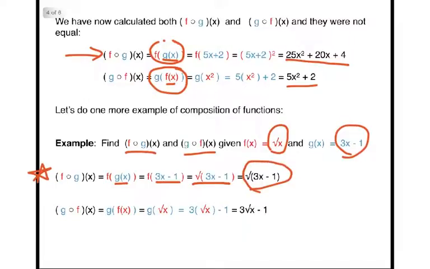On the other hand, g of f of x means we're substituting f of x into g. f of x is the square root of x, and we're plugging that as the input into the g function, which is 3 times the square root of x minus 1, and that simplifies to 3 root x minus 1. Notice again that these two functions are not the same.